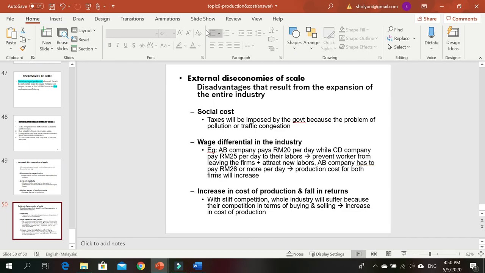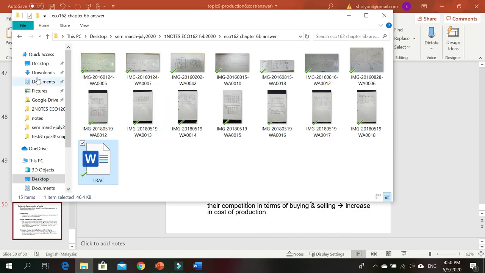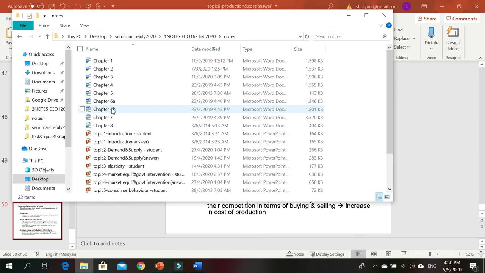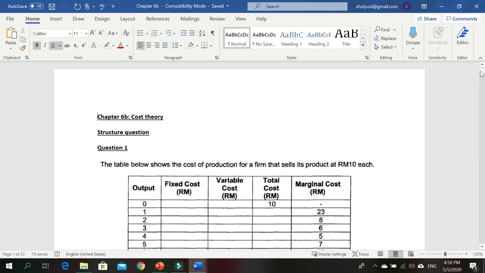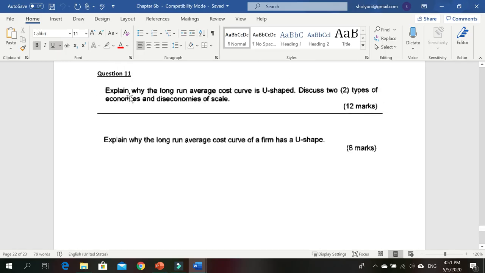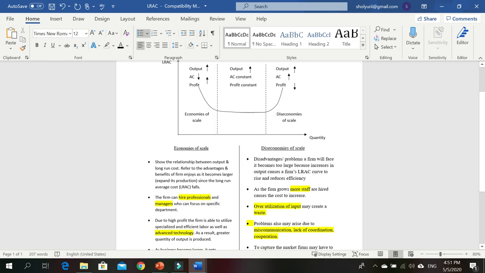Okay, and this question normally comes in the essay part. Okay, so macam mana bentuk soalan dia? Soalan dia lebih kepada soalan essay lah. Explain why the long run average cost curve is U-shaped. Discuss two types of economies and diseconomies of scale. So kalau macam ni soalan dia, ini sama Explain why the long run average cost curve is U-shaped. Okay, so the answer is like this.